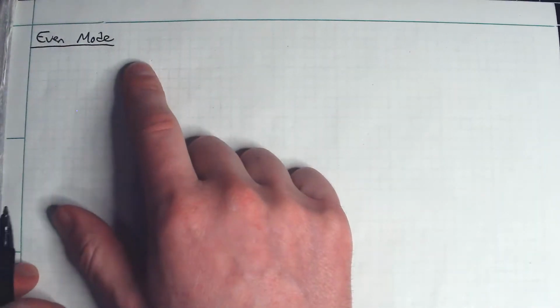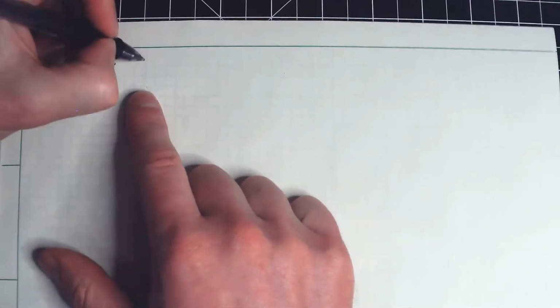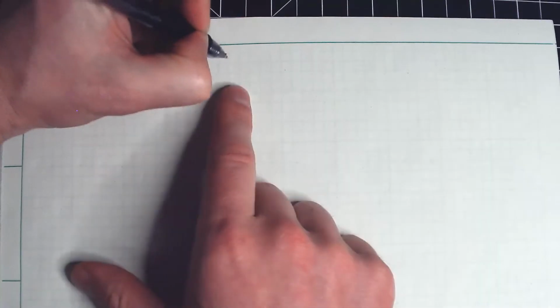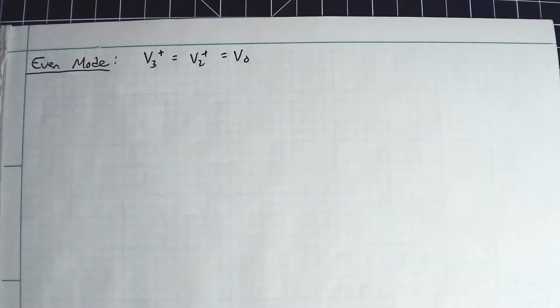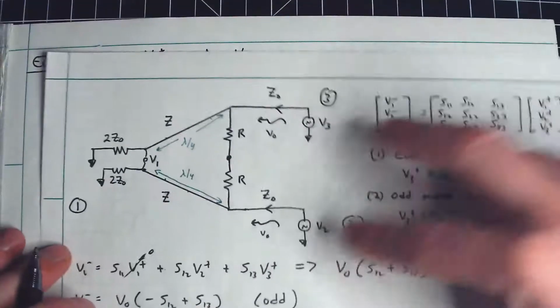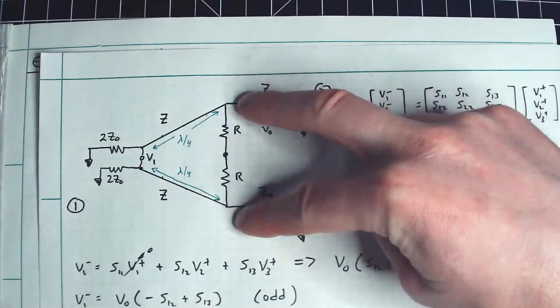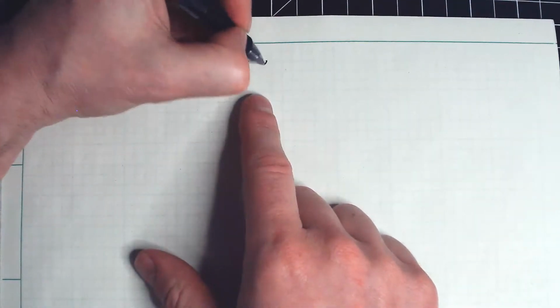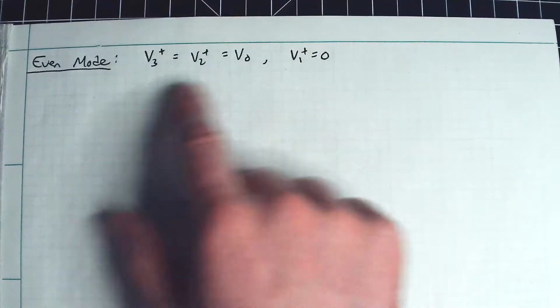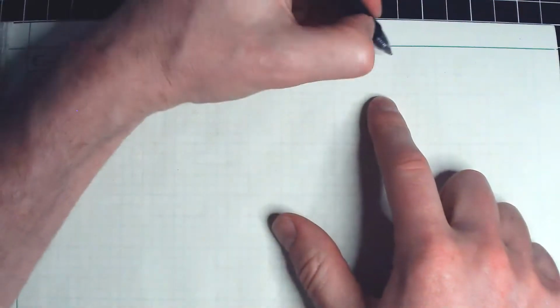Okay, let's first explore the even mode of excitation. What that implies is my V3 plus is equal to V2 plus, which is just V sub 0. Some voltage is exciting these ports. So I have some voltage coming in and exciting these nodes simultaneously. What that now implies is I'm also going to say V1 plus is equal to 0. So if I plug this into my matrix equation here, two very important little equations will pop right out.